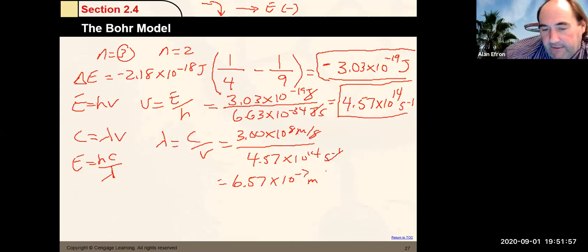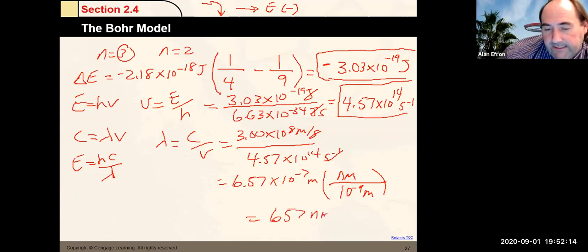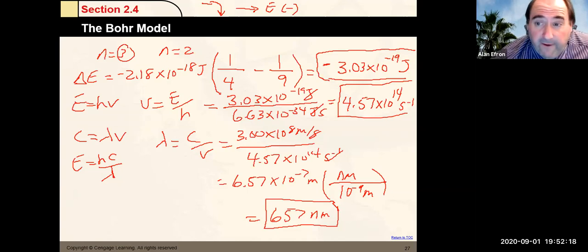And again, doing our conversion to nanometers, since I asked you to do that, and you'll have to do that a lot in this lab as well. We're going to divide it by 10 to the minus 9. And it looks like we end up with 657 nanometers here. And for reference, that is sort of a red, orange-red type color.